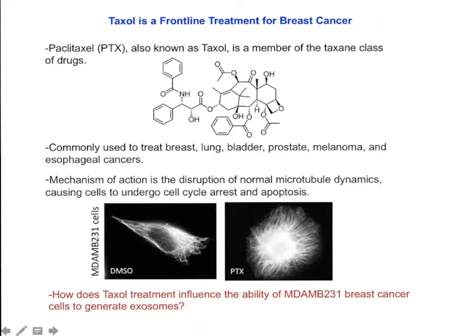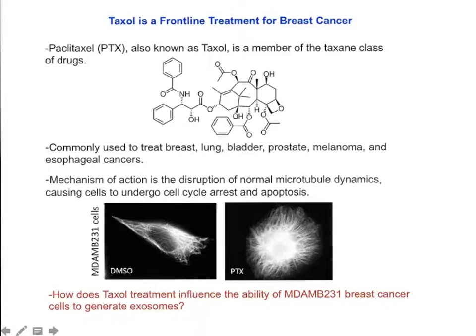However, if we treat with a really low level of Taxol, you can see that this polarized morphology of the 231 cell is lost. So these cells tend to get more rounded. They're still large, but they get more rounded. And you can certainly see all of these microtubules accumulating in these cells. I mean, there's just a tremendous accumulation of them. And that's consistent with what Taxol does as a microtubule stabilizer.